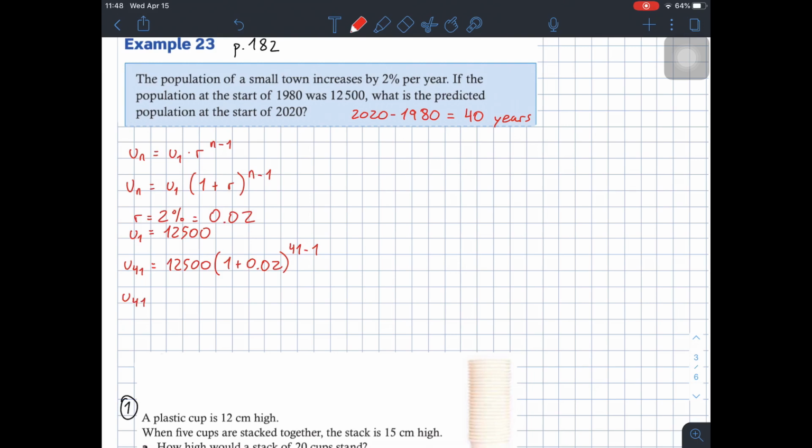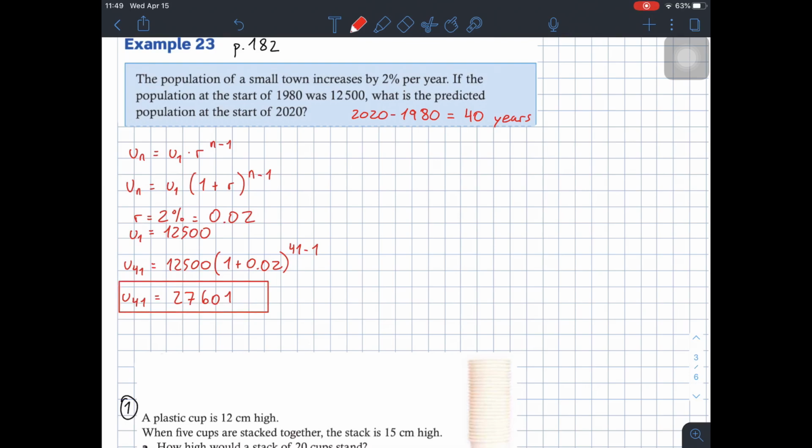So U41, the population for 2020, would be 12500 times 1 plus 0.02 to the power of 40. This gives us 27600.5. And we could just leave it as 27601 because we're talking about people, right? So I'm just going to round this up here. And that'll be the population for the year 2020, okay?